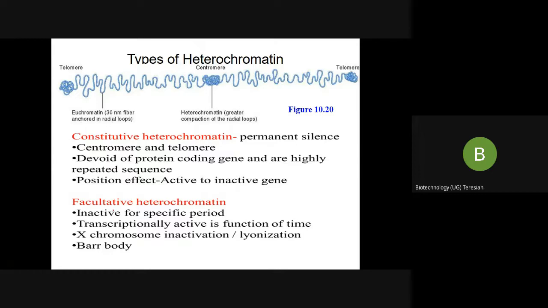Another type of heterochromatin is the facultative heterochromatin. These are inactive for a specific period only, and transcriptional activity is a function of time. That is, they can become active, but it depends on the time when they should be active. And the X chromosome inactivation, which we have already studied, also called lyonization or the Barr body, consists of facultative heterochromatin.